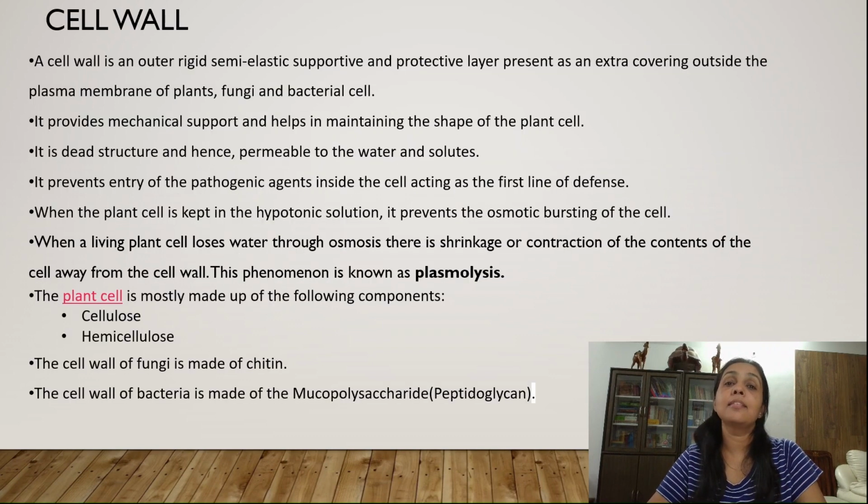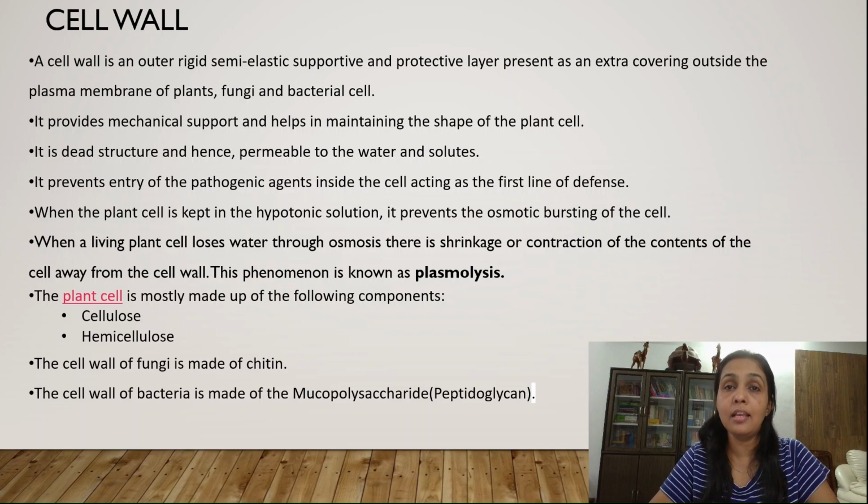Now, coming to the next part, that is the cell wall. The cell wall is a rigid structure providing mechanical support to the cell, and it is the outer covering in plant, fungal, and bacterial cells. In case of plants, the cell wall provides mechanical support and also helps in maintaining the shape of the plant cell. The cell wall is dead in nature. It is a non-living structure and is completely permeable to all different types of substances. In a plant cell, the cell wall is made up of cellulose and hemicellulose. In fungi, it is made up of chitin. And in the bacterial cell, the cell wall is made up of complex polysaccharides called mucopolysaccharides or peptidoglycan.